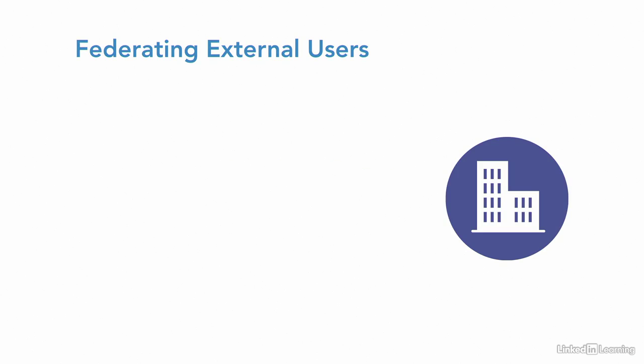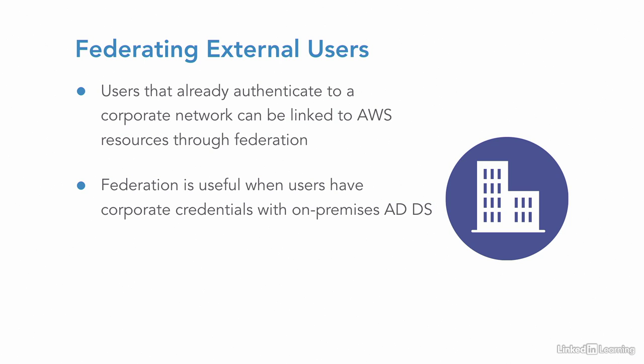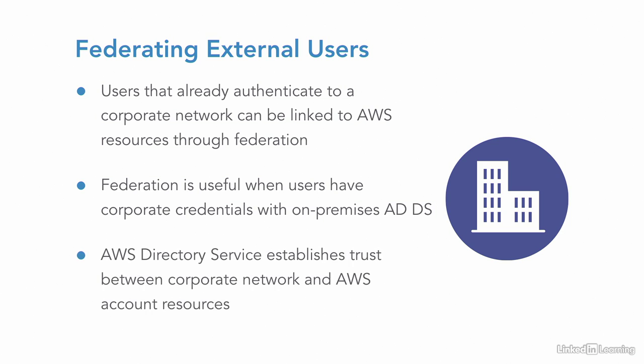Behind the scenes, lots of moving pieces. A single sign-on is also called federating. So if I want to federate a user, I'm saying that they have already authenticated externally, such as a corporate network, and then I want them to be linked to resources through a process called federation. Probably the most popular methodology of federation is using Active Directory domain services on-prem. The client has corporate credentials with the on-prem Active Directory database. What we have to do is establish a trust between the corporate network and the account resources that that corporate entity wants to actually access.